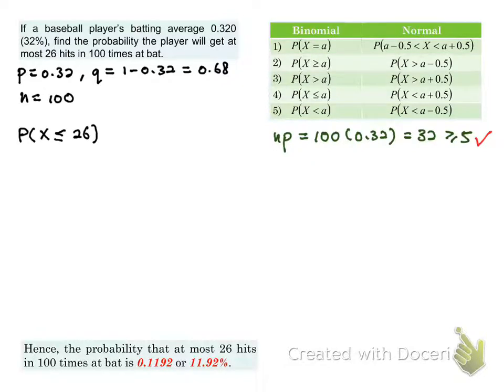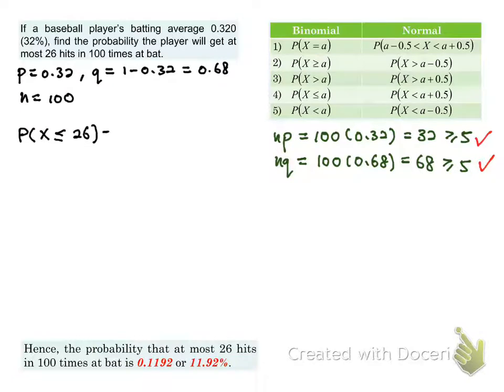At the same time, we also get the mean already, which is the expected number. Next, we need to check NQ. Our NQ is 100 times what? 0.68. So what do you get? 68, right? Is it also bigger than or equal to 5? Yes. So remember, you learn this method to replace that because we want to save your work and save your energy. So what do you have to do next?